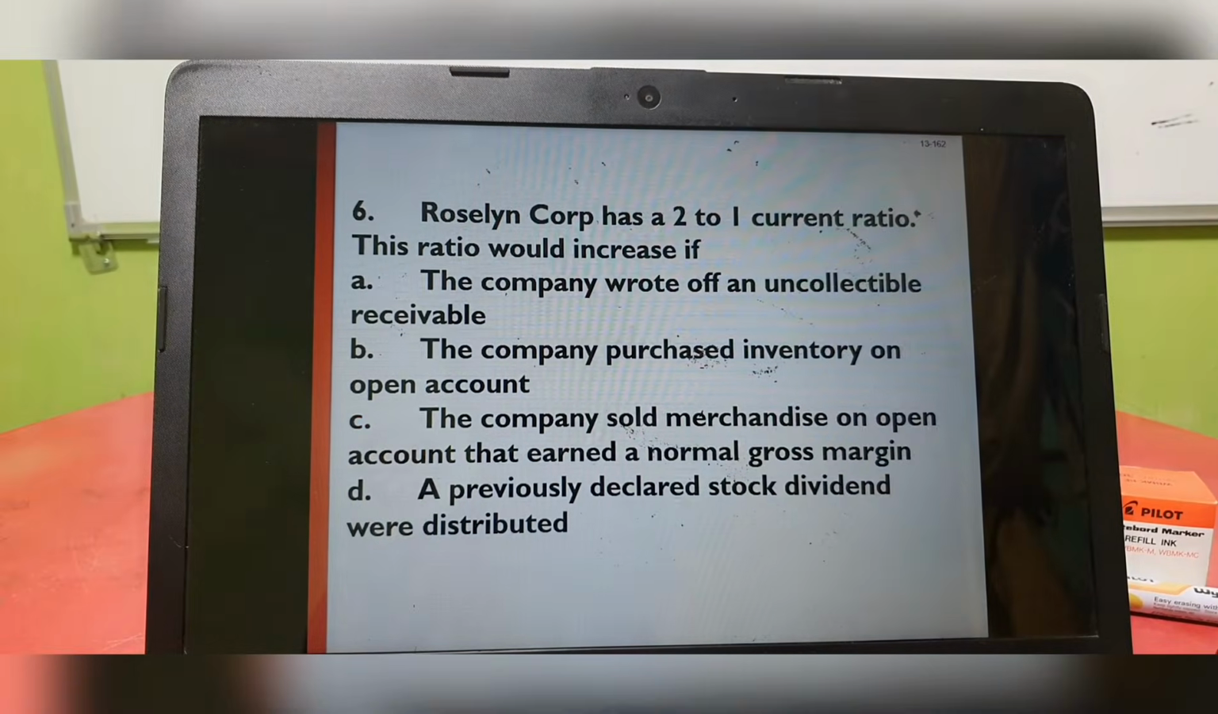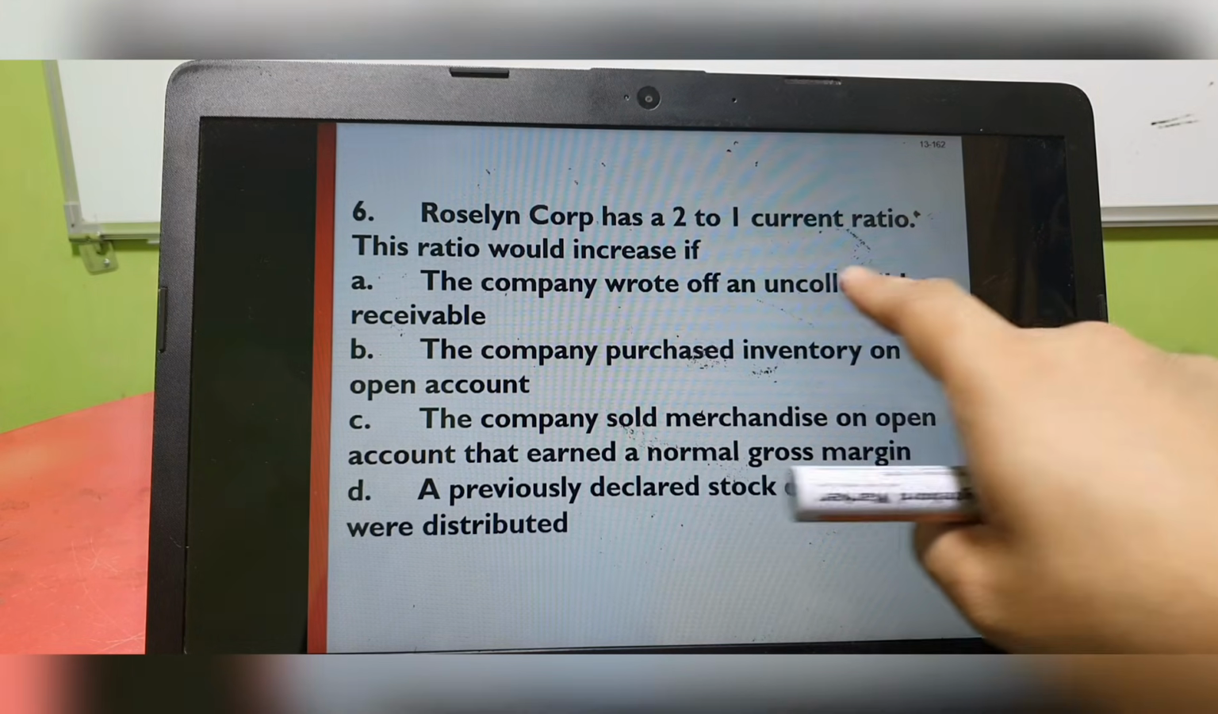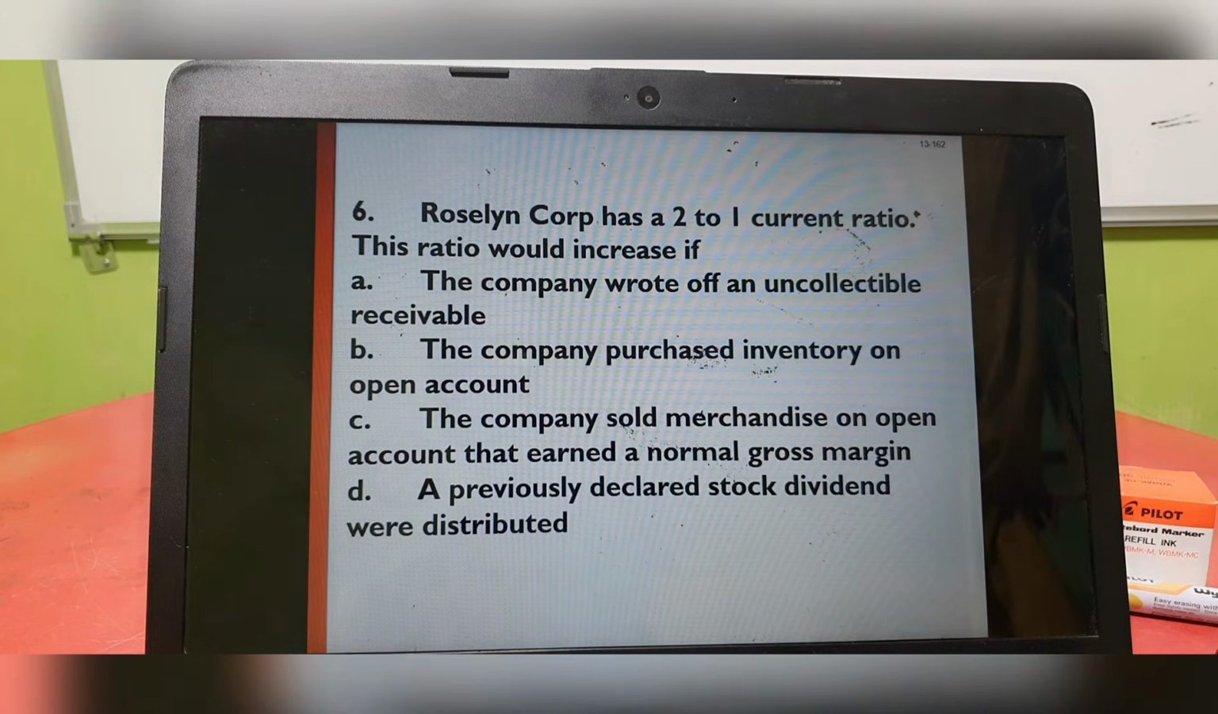Now, Roslyn Corporation has 2-to-1 current ratio. This ratio would increase if, let's check number 1, wrote off an uncollectible receivable, debit allowance, and credit AR. Parehas naman na nasa numerator, wala pong effect. So, mali yung letter A.